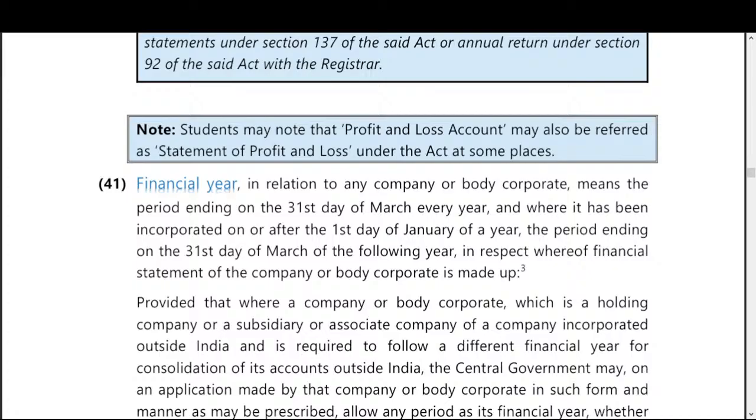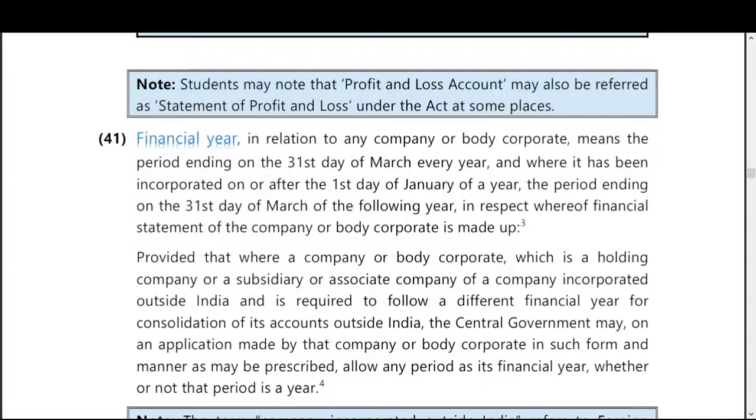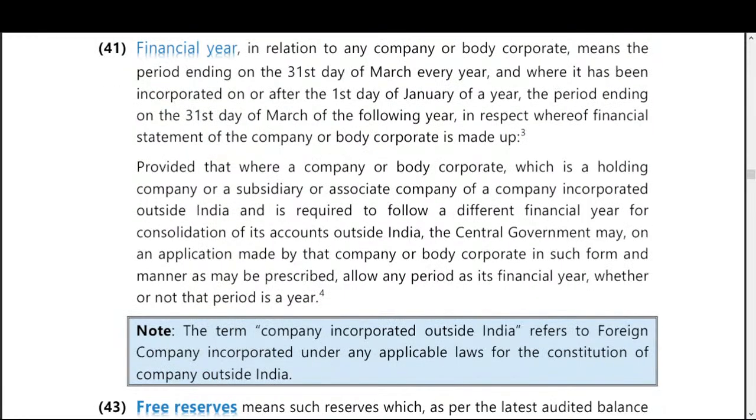Financial year in relation to any company or body corporate means the period ending on 31st day of March every year. Where it has been incorporated on or after the first day of January of a year, the period ending on 31st day of March of the following year in respect of which a financial statement of the company or body corporate is made up. Provided that where a company or body corporate which is a holding company or subsidiary or associate company of a company incorporated outside India and is required to follow a different financial year for consolidation of its accounts outside India, the central government may, on application made by that company or body corporate in such form and manner as may be prescribed, allow any period as its financial year, whether or not that period is a year.